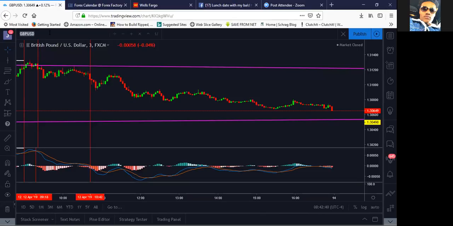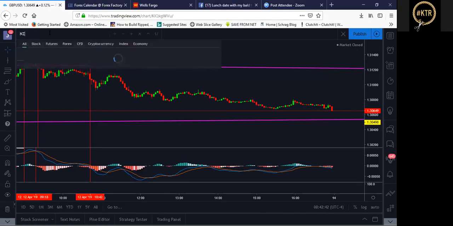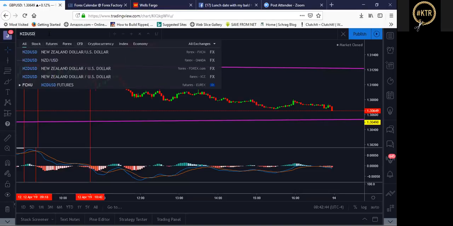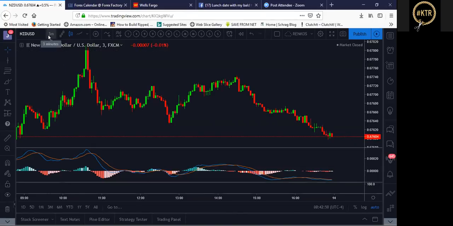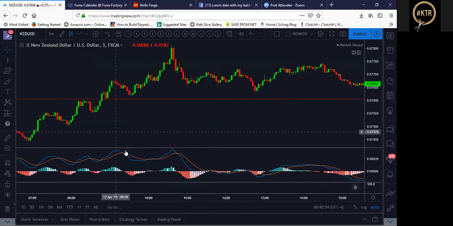The last pair was NZD USD. Now understand, guys, if you want to try to use divergence on lower time frames, i.e. anything under the 1 hour, you're probably only going to pull, on average, anywhere from 10 to 20 pips. All right, so I just like to use the higher time frame.